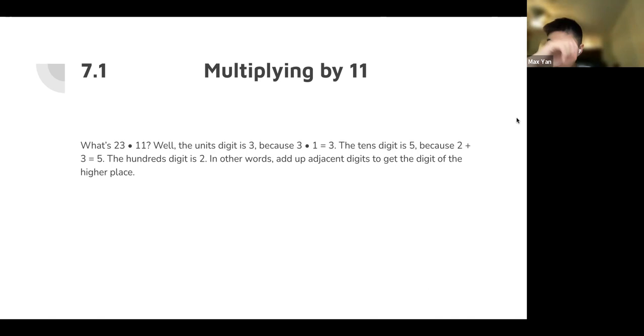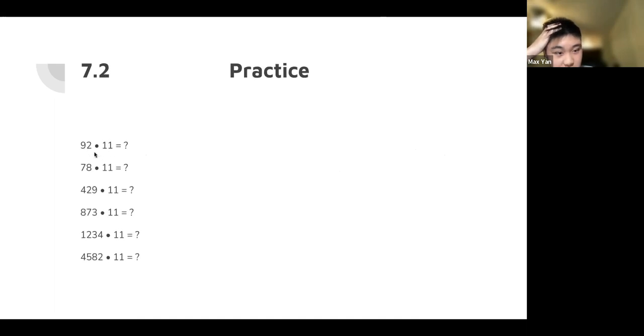So in other words, each digit in the product is the sum of the adjacent 2 digits from the number that's not 11. So 92 times 11, you would write down 2, and then you have 9 plus 2, which is 11, so you would write down 1, and then you have 9, and you have the 1 carried over to get 1012. So once you're done, tell me.